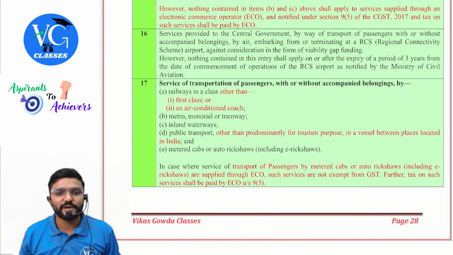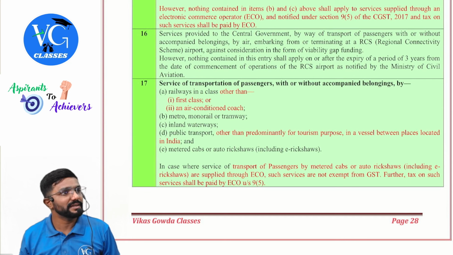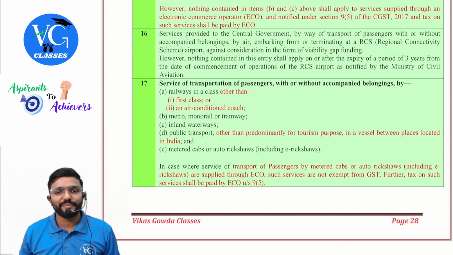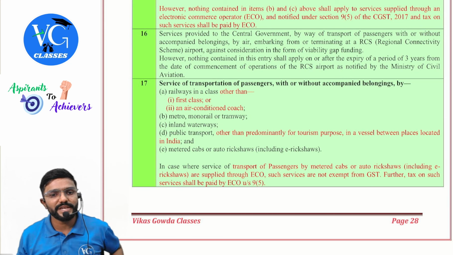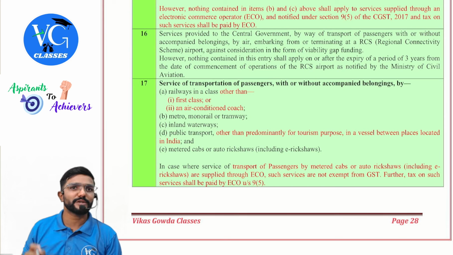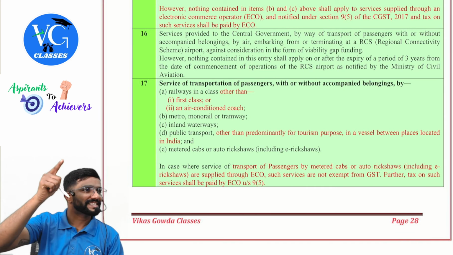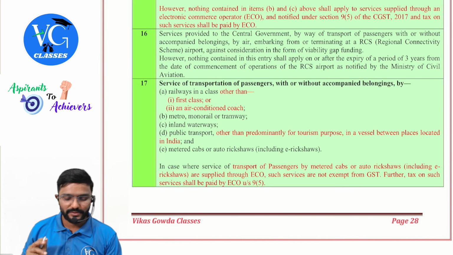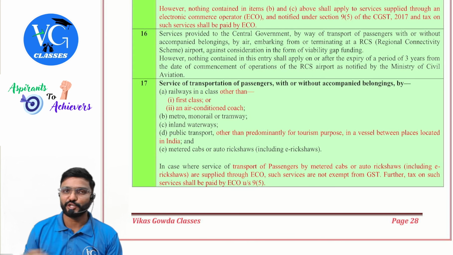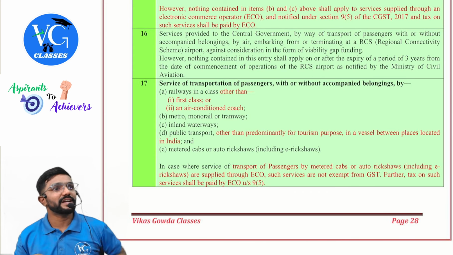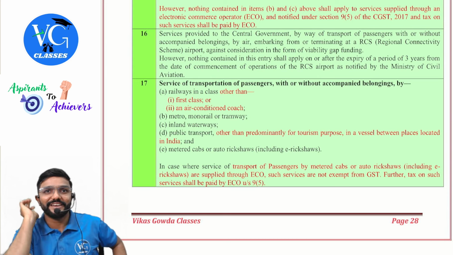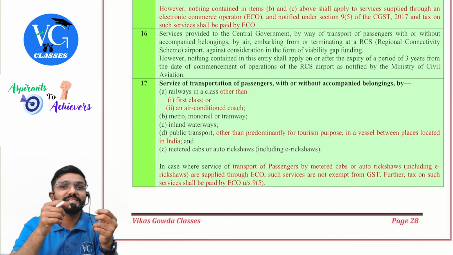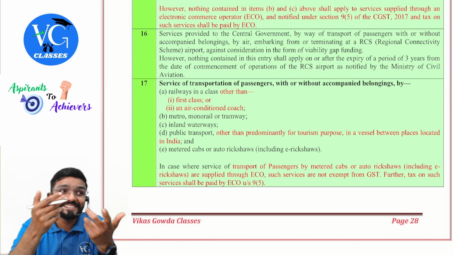Next, metered cabs or auto rickshaws, including e-rickshaws. Exempt, yes. But you can see here, in cases where the service of transport of passenger by metered cab or auto rickshaws, including e-rickshaws, is supplied through an e-commerce operator, is it covered in RAT? Yes. So who is liable to pay tax on that? The e-commerce operator. So in that case, the exemption is not enjoyed. Only if you are booking directly, you directly appoint the auto, is it exempt? Yes. No, I am lazy, sir, I cannot go and call, I want to sit at home and book it. Is it liable for GST? Yes.